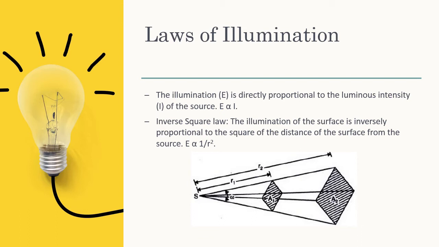Here in general it is taken as R square. If the surface is A1, E is proportional to 1 by R1 square. If the surface is taken as A2, E is proportional to 1 by R2 square. That is the inverse square law. Inversely proportional and square part.